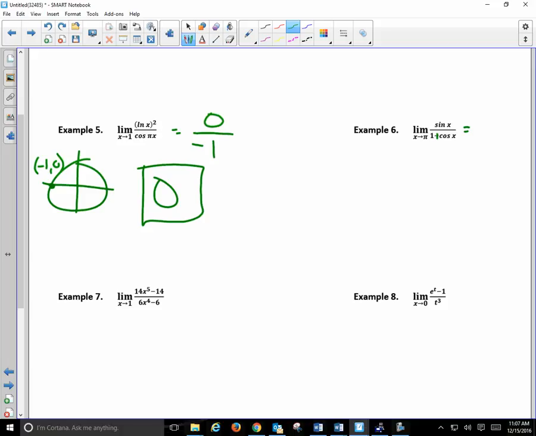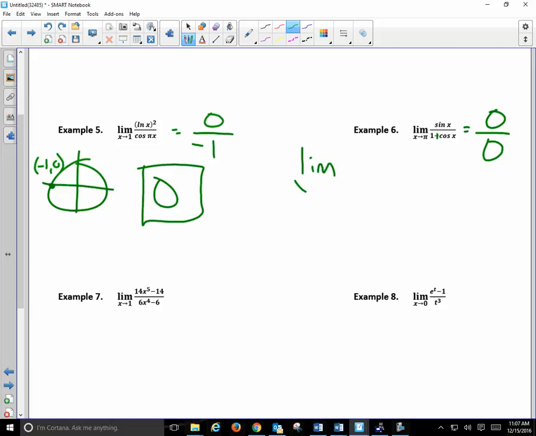So, sine of pi, 0. Cosine of pi, -1. So 1 plus -1 gives me 0. So I do have an indeterminate form. We don't know what this result is. So I have to apply L'Hopital's rule.